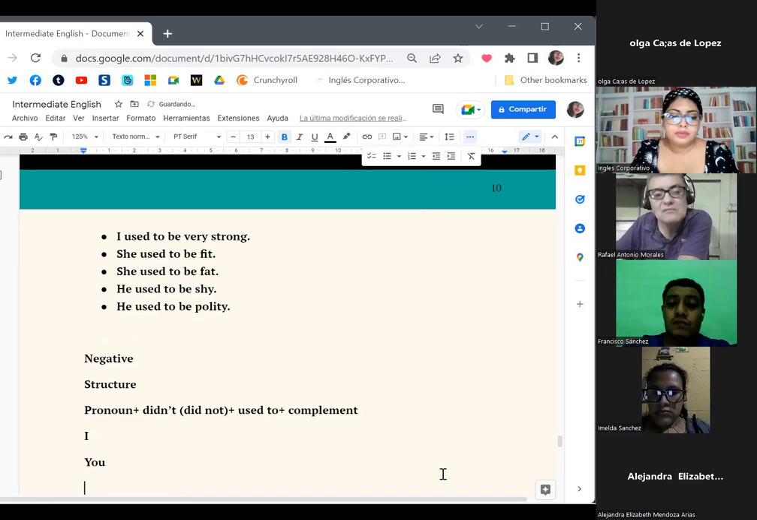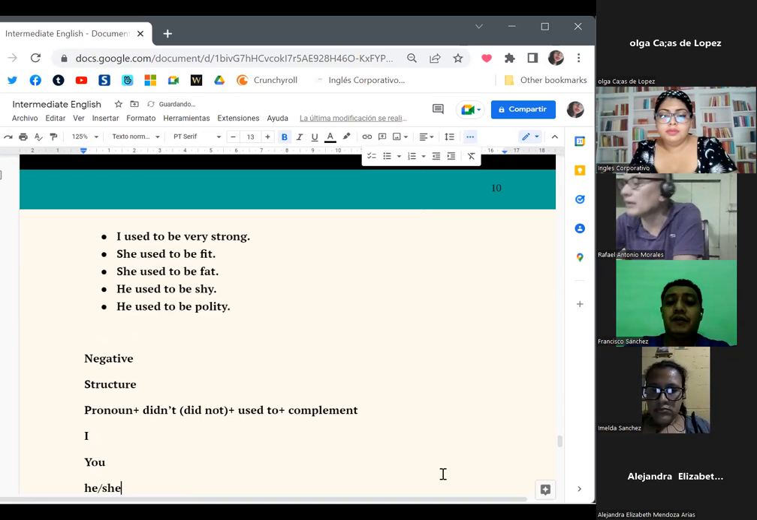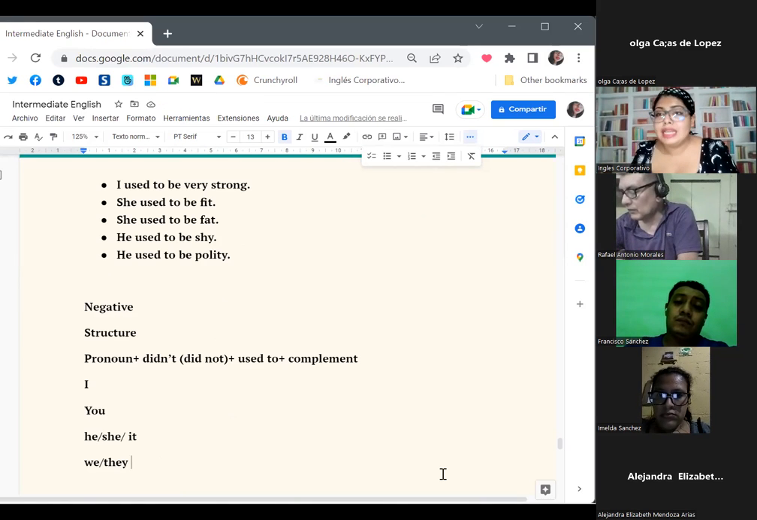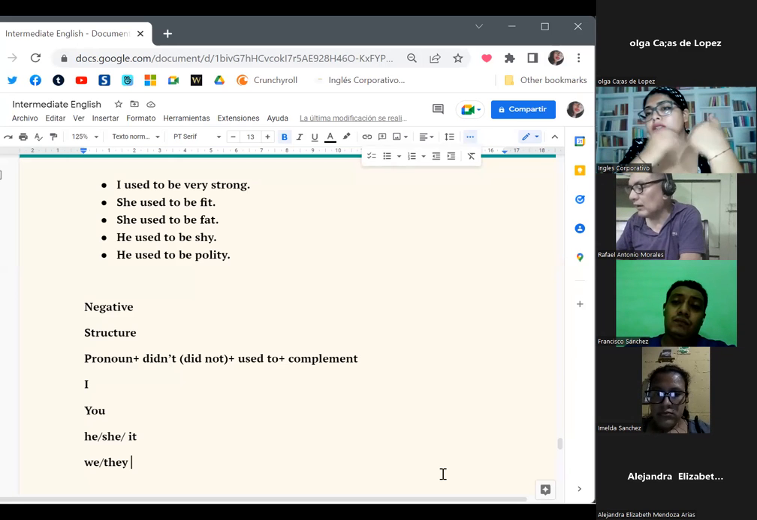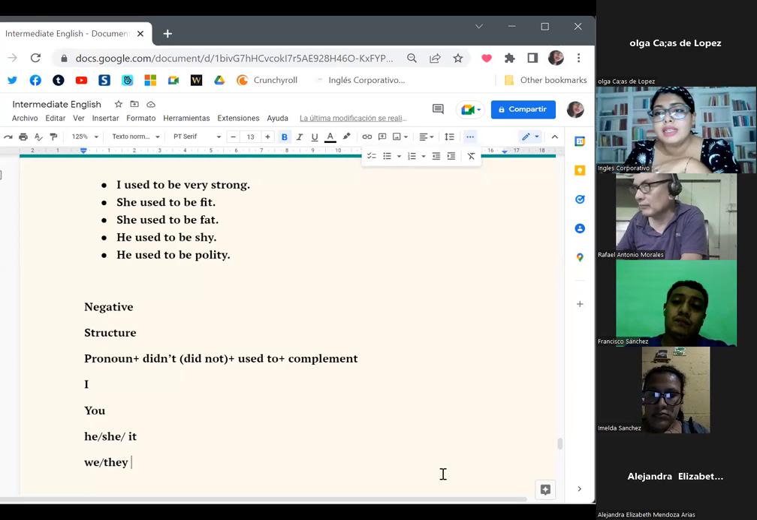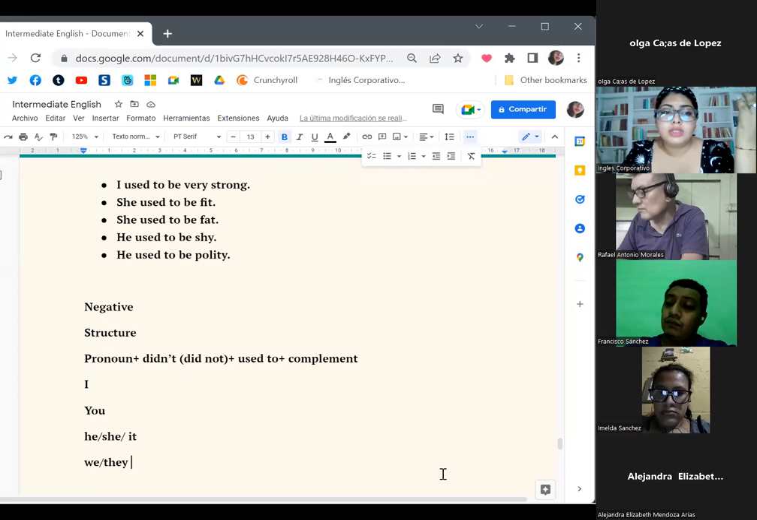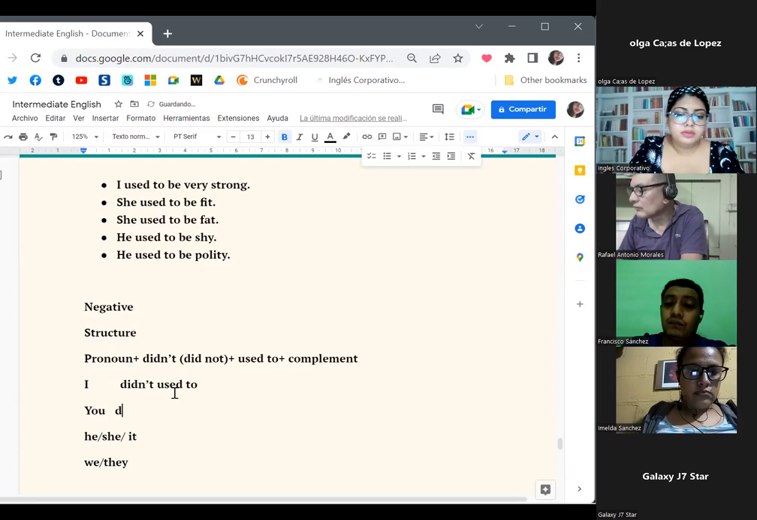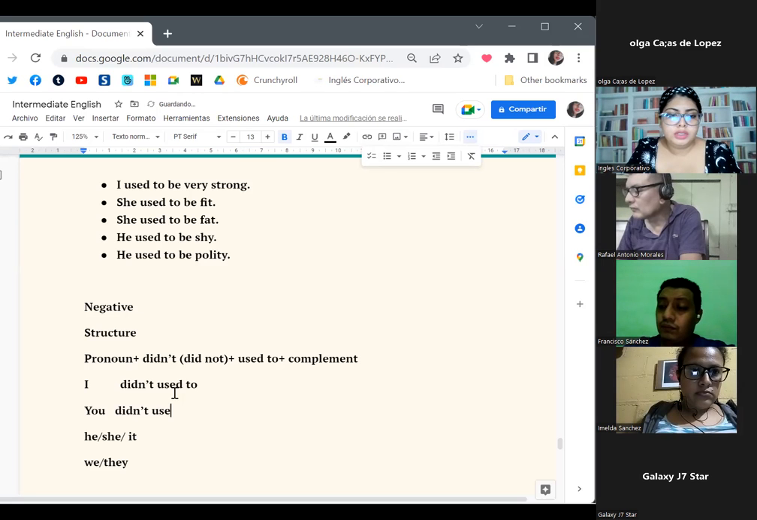I, you, he, she, it, we and they. We have our pronouns. That is the first thing that we are going to use. But we can also use names. When we feel better writing the names, it is not necessary to use the pronouns. This is just an example of how to create this kind of sentences, but in real life we are going to use the name of the people. In this case we are just using the pronouns. Then we are going to write didn't use to.